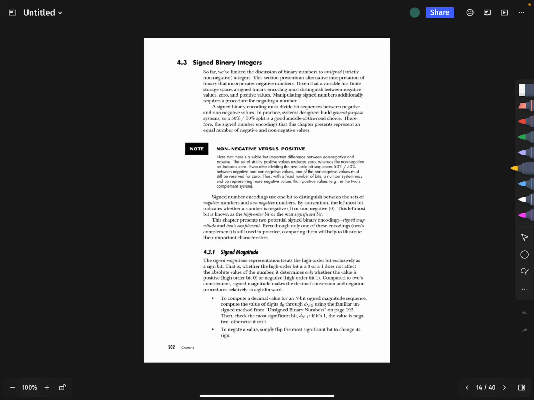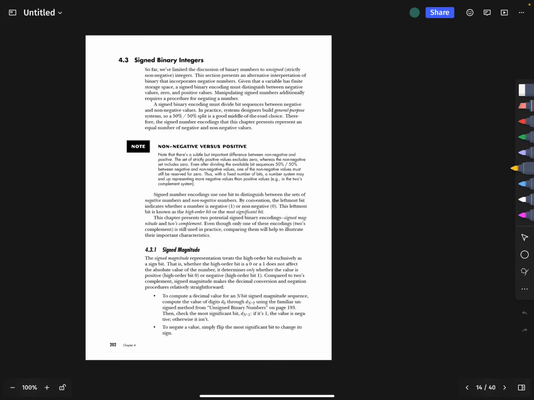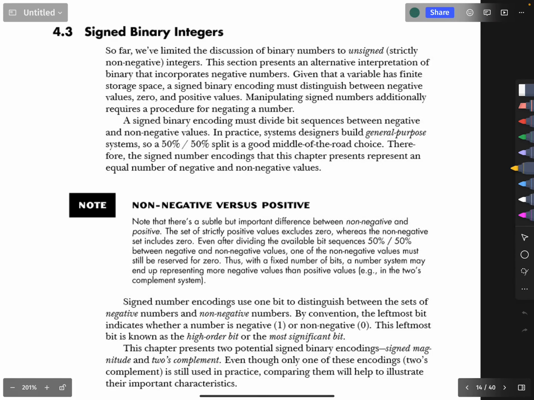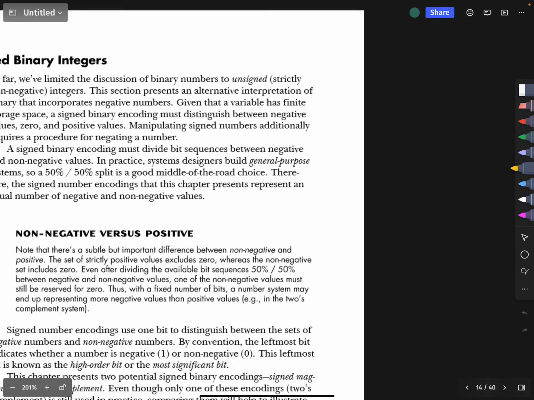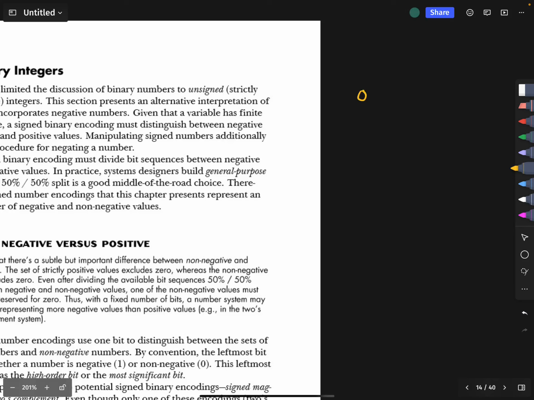In this video, we will be moving on to section 4.3, discussing signed binary integers, in the textbook Dive into Systems. The question here is, what would you do if it were your job to take sequences of zeros and ones, maybe starting at all zeros and going to all ones, but somehow with a system like this, your job is to represent at least some negative numbers? How would you do it?